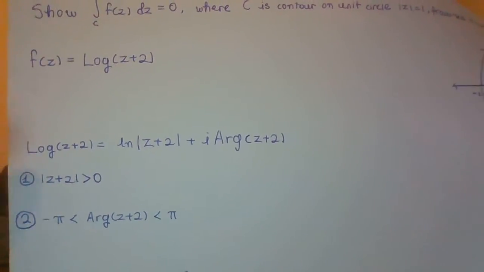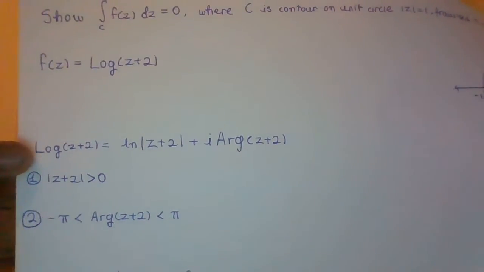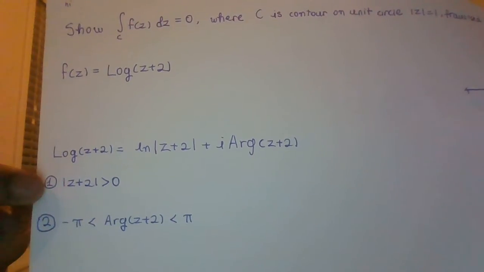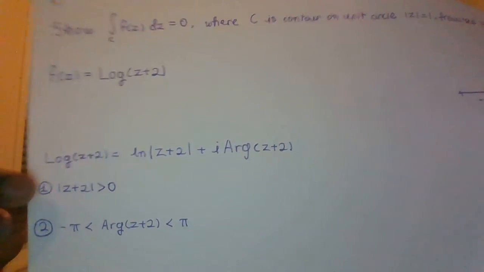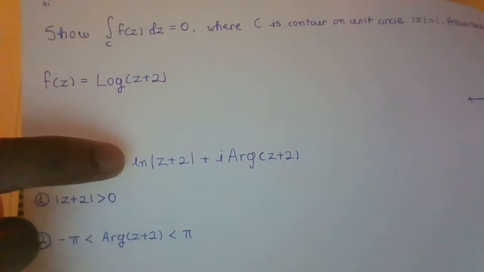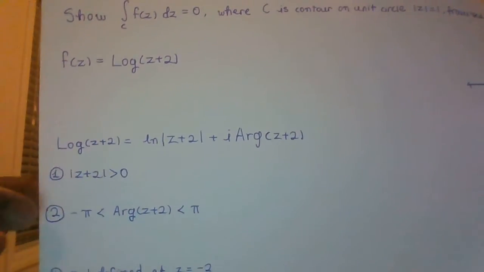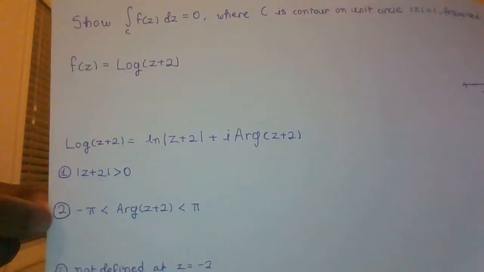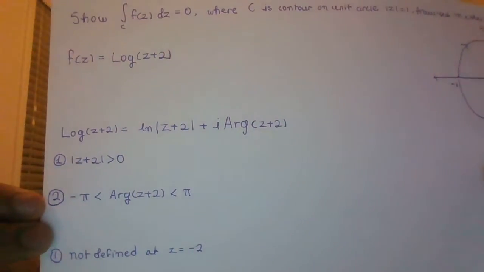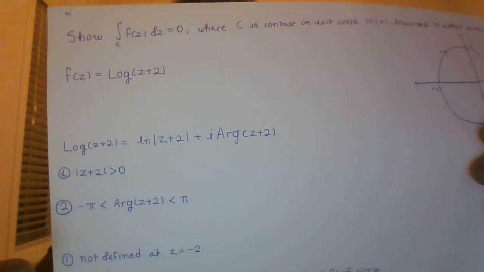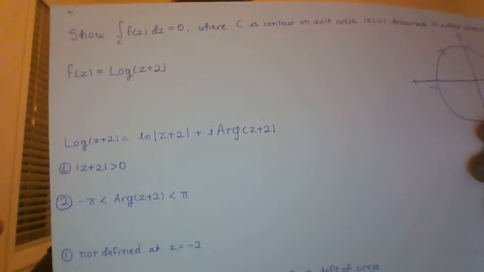So there are two conditions if you're dealing with log and a branch. The first condition is that the argument has to be non-zero, because of this ln right here. You can't take the ln of 0. And the second condition, like we talked about, is that the principal argument has to be between negative pi and pi.